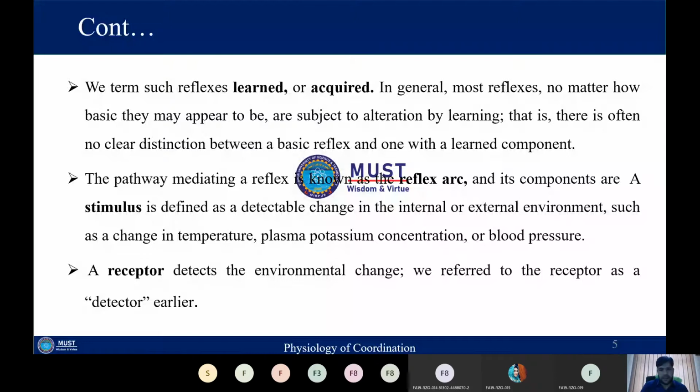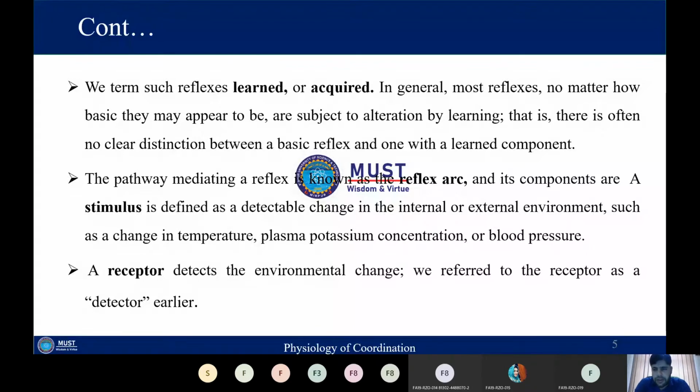So this is all about reflexes: they are involuntary reactions shown by the body, and in certain cases those reactions can be modified as a result of learning. Those will be called learned or acquired reflexes. Now we talk about the pathway. The pathway which mediates a reflex is called the reflex arc, and the reflex arc has various components.